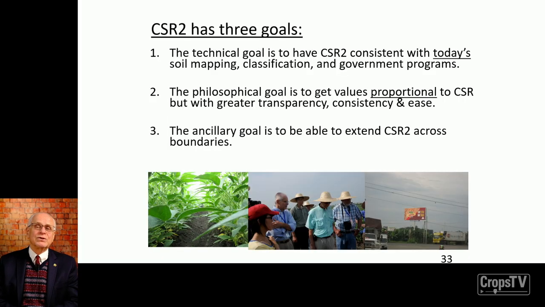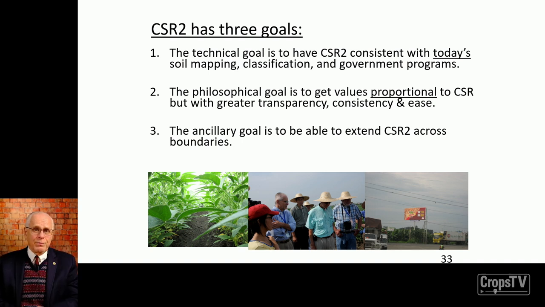the short answer is CSR2 and CSR are both required by the state of Iowa. So Dr. Fenton in 1971 put together that original productivity rating to meet a state mandate that the legislature said had to happen, and basically said, Tom Fenton has to do it. And since I replaced Tom Fenton, it became Lee Burras had to do CSR2. But CSR2 has three goals. From a technical goal, it's to have values that are consistent with today's soil mapping, classification, and government programs.